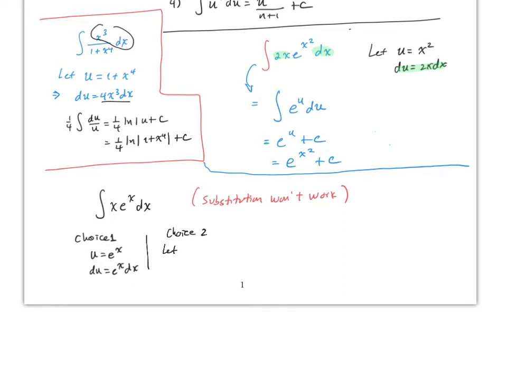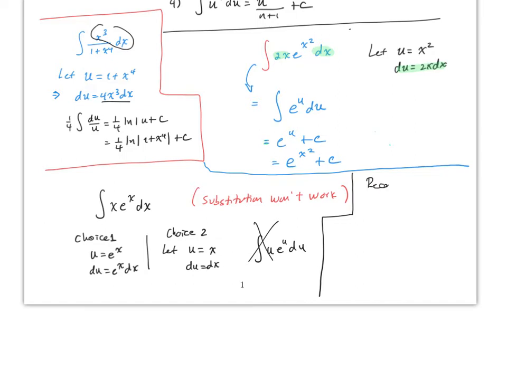You can say let u equal to just x, but then u will be x, and notice you'll end up with exactly the same problem. So this will not work. Therefore, substitution doesn't work, and you need to come up with a different approach. The method is called integration by parts, and it's actually based on the product rule from calculus 1.